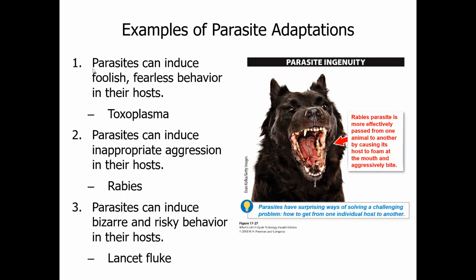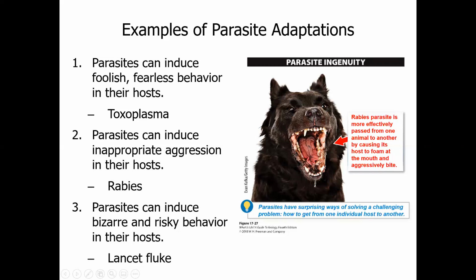Another example we have is that parasites can induce really high levels of aggression in their hosts. A big example of this is rabies. When rabies infects any sort of larger mammal, the animal can become very rabid and try to attack and bite another individual. Ultimately you can transfer the saliva, which carries the rabies, from the biter to the person that gets bit.